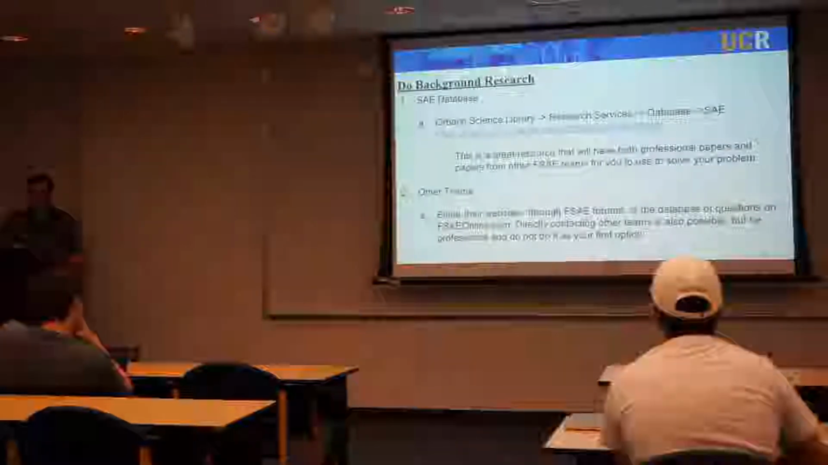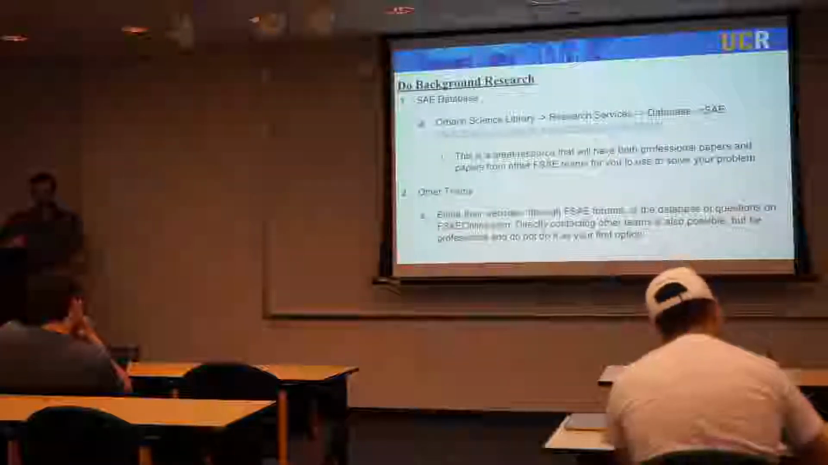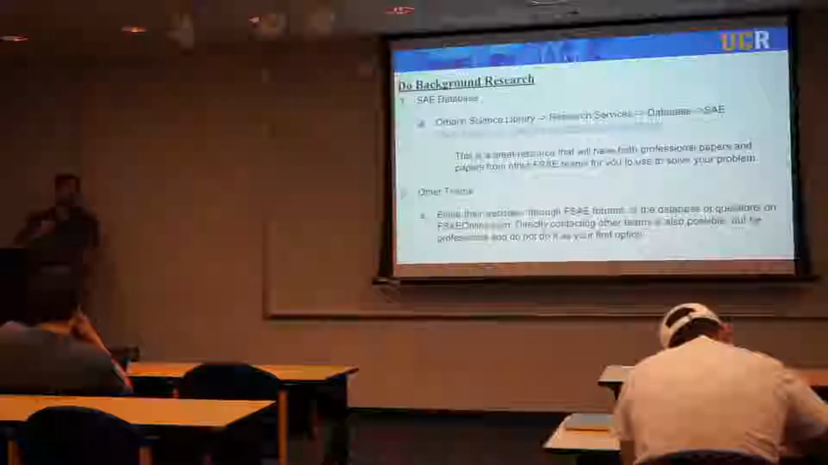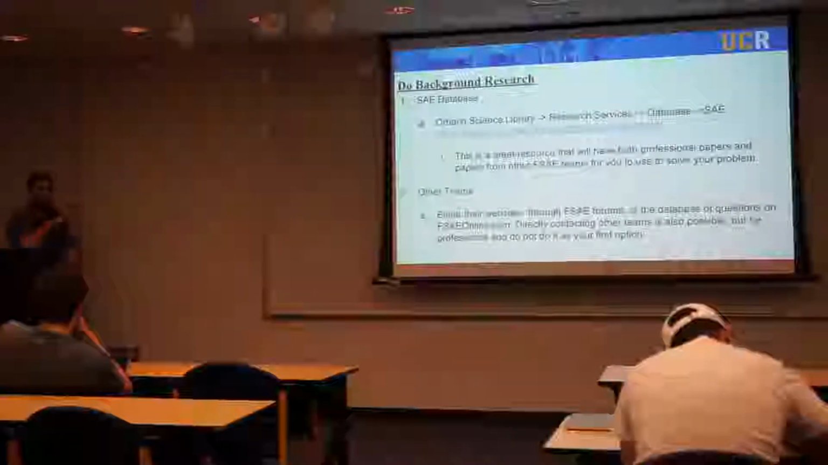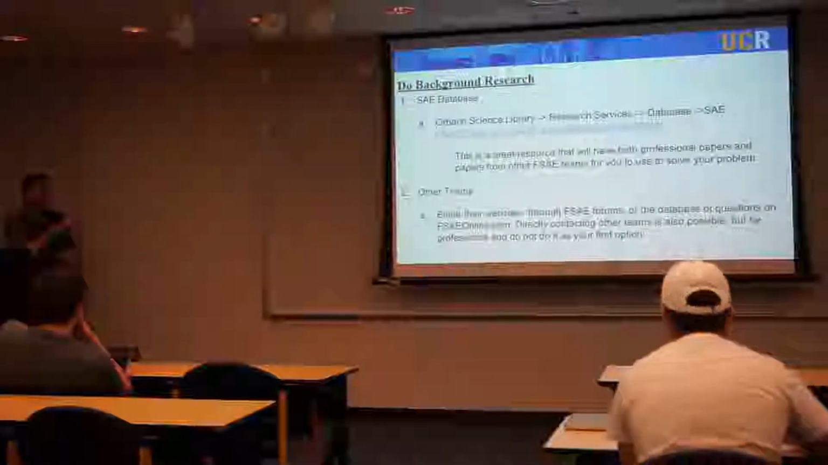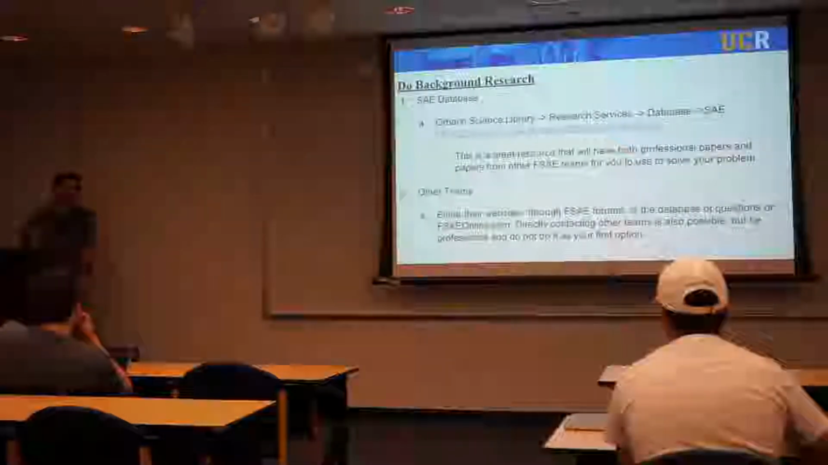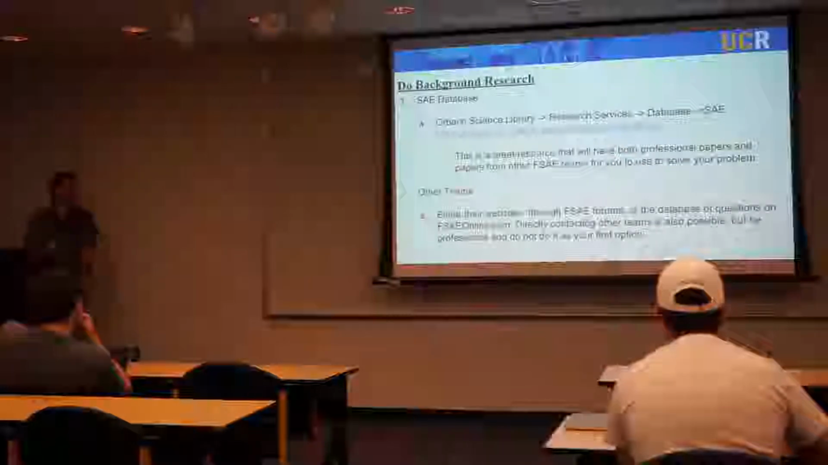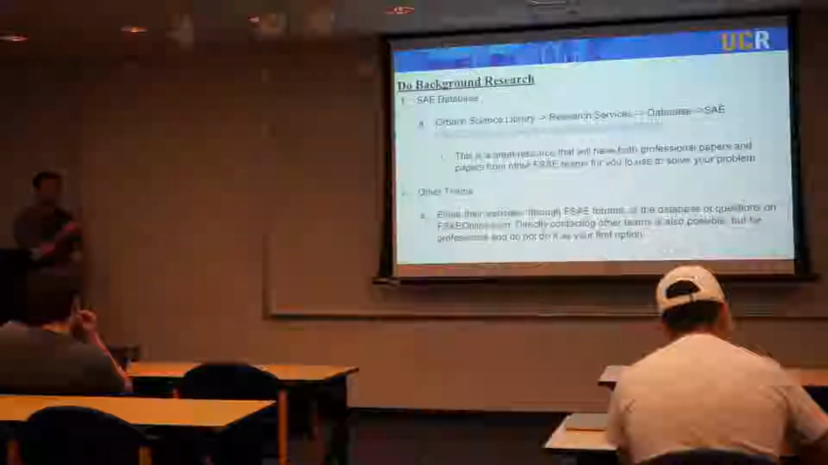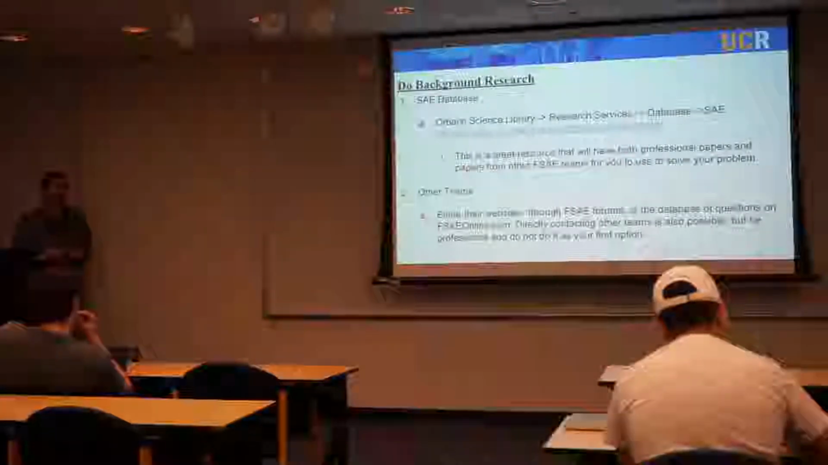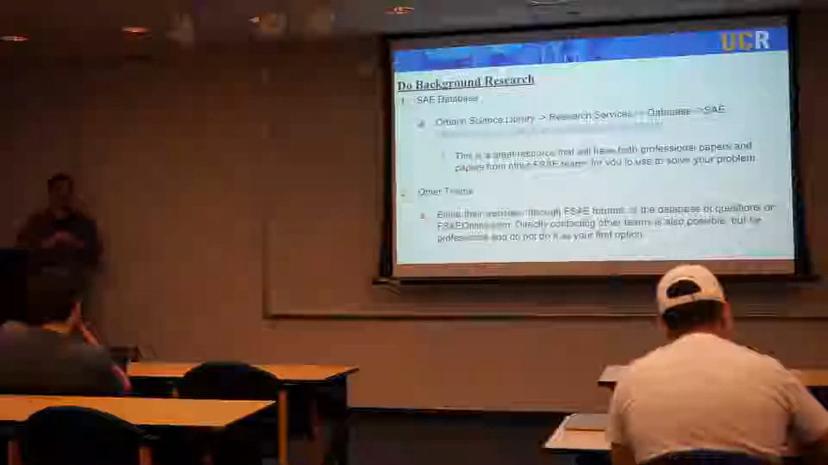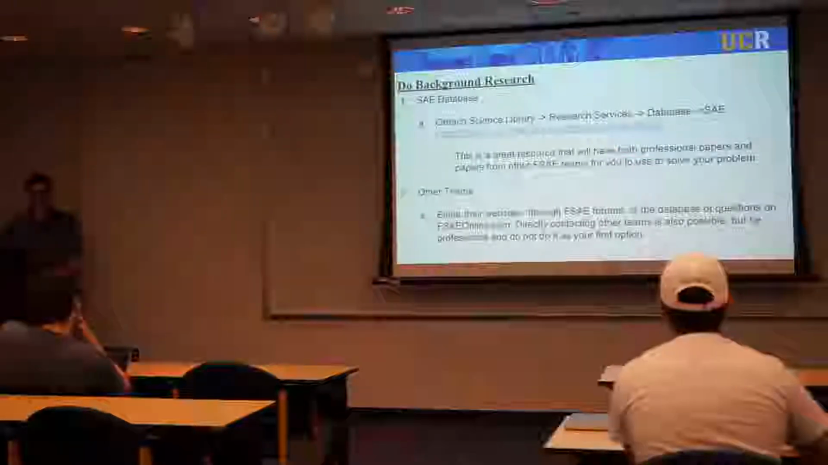You just go to Orbach Science Library, Research Services, Databases, SAE. If you do it through Orbach, we have access to it. Not everybody has access to it. Usually you pay a full membership fee of $200 and something to have access to this database. The school buys the license, and we have full access to it. So every paper published by SAE.